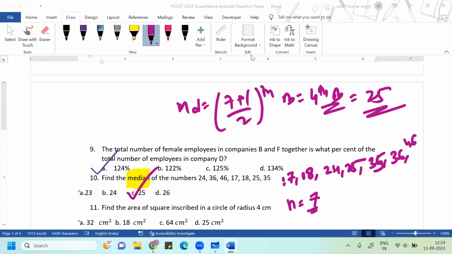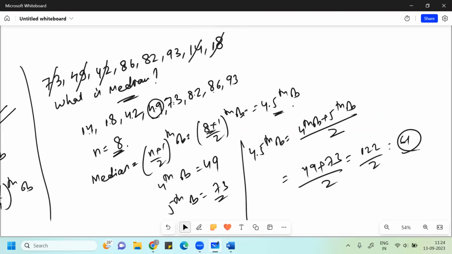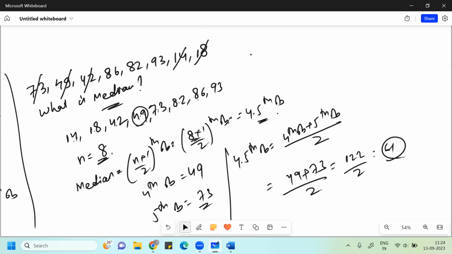You first arrange the data in ascending order, guys. Please remember why I took a lot of time to do this question, because median as a concept is a very important concept. First, you have to arrange the data in ascending order. Once you arrange the data in ascending order, then remember the formula of median. Okay, this is the formula of median.